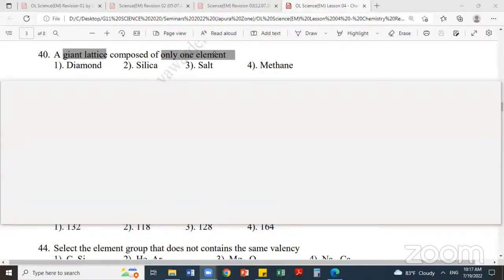I'll ask the answer from Sandali. First one. Right, very good. Answer is the first one. That is diamond. Very good. Excellent. Answer is diamond.